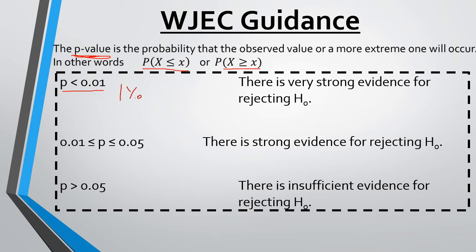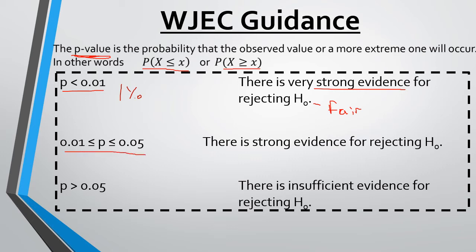Right, so they want us to say if the probability of it happening is 1%, there's very strong evidence for rejecting the H0. Now I'm going to come back to this H0. This was the assumption that we made. Okay, so for us it was that it was a fair coin. So if it's a small chance, 1% chance, we're going to reject that it was fair.